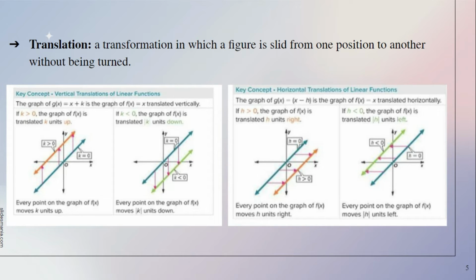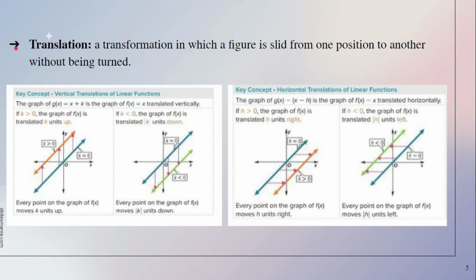Transformation is a general term for four specific ways to manipulate the shape or the position of a point, a line, or a figure. In this lesson and in this video, we will talk about three of them. The first of them being a translation.